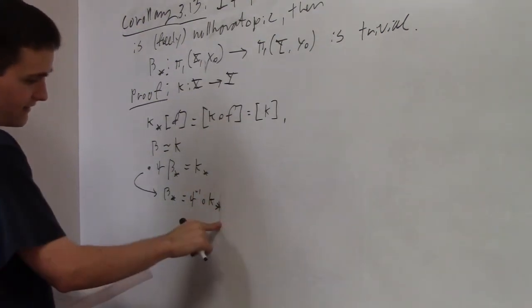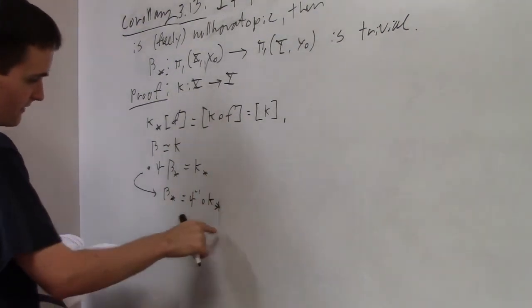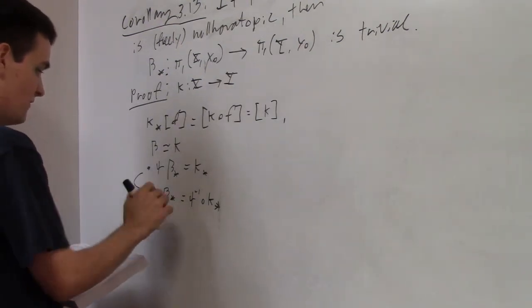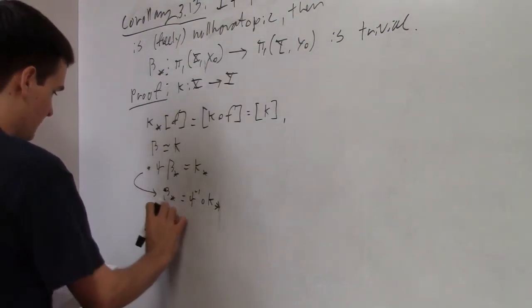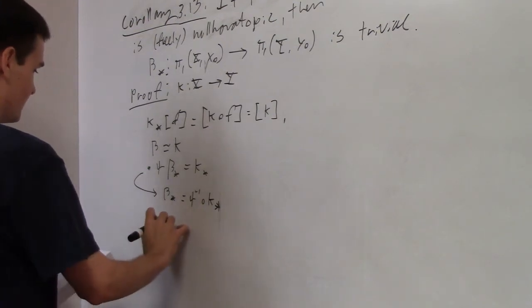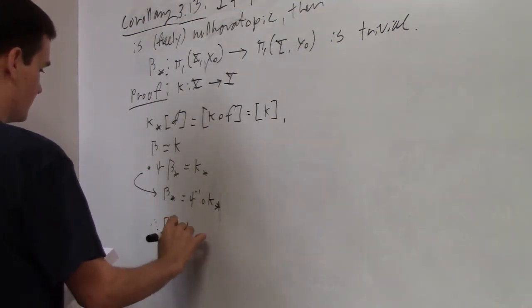So then this is a constant. Apply a function to a constant, you get a constant. Therefore, the map induced by beta is trivial.